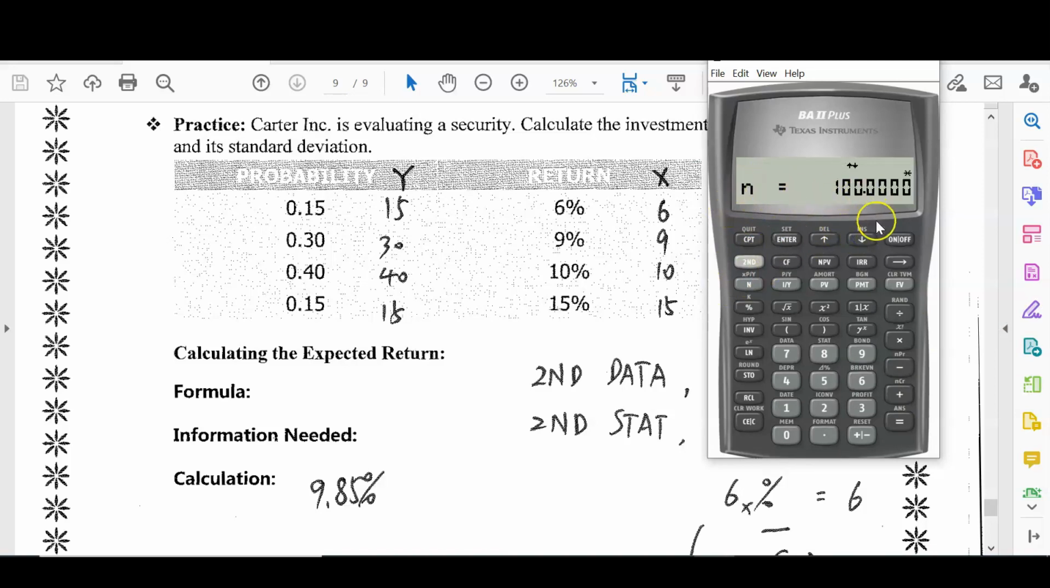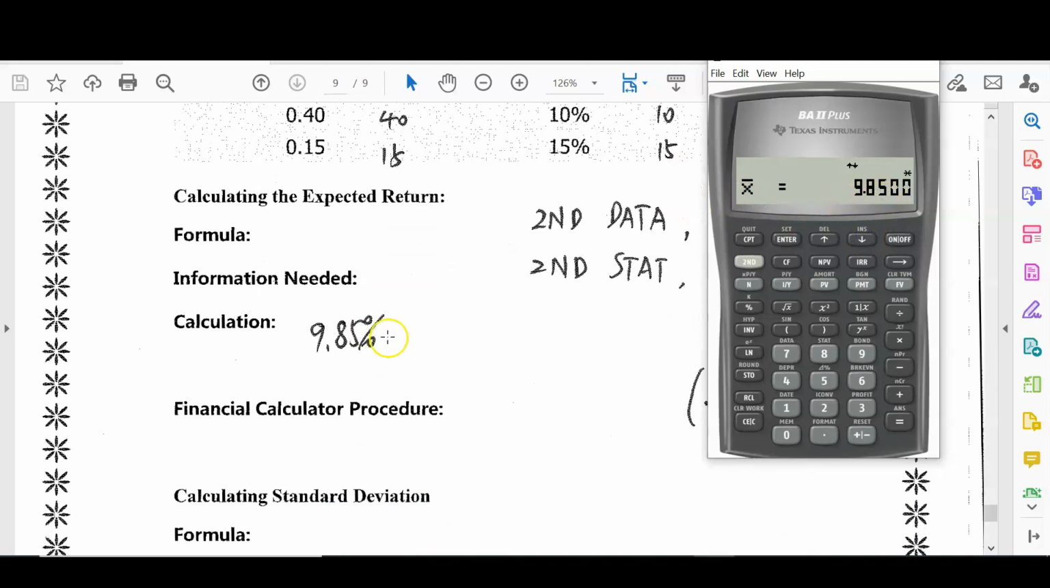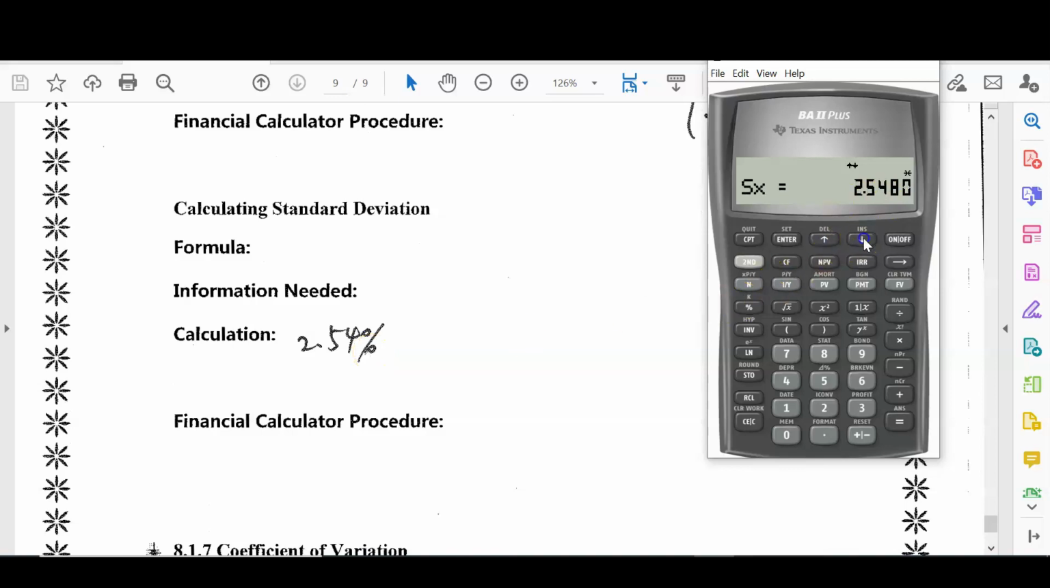Down button, N is 100. Okay, X bar, 9.85, add back the percentage sign. Sx, not the one I want. Sigma X, 2.54, add back the percentage sign.